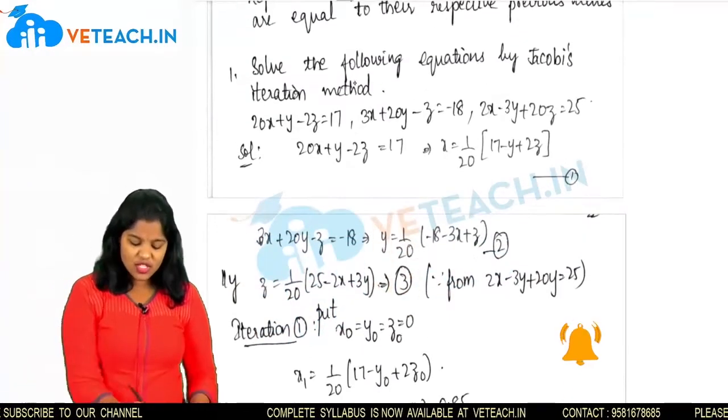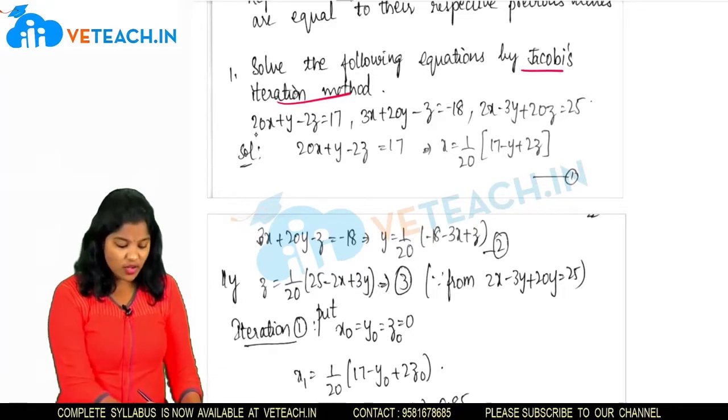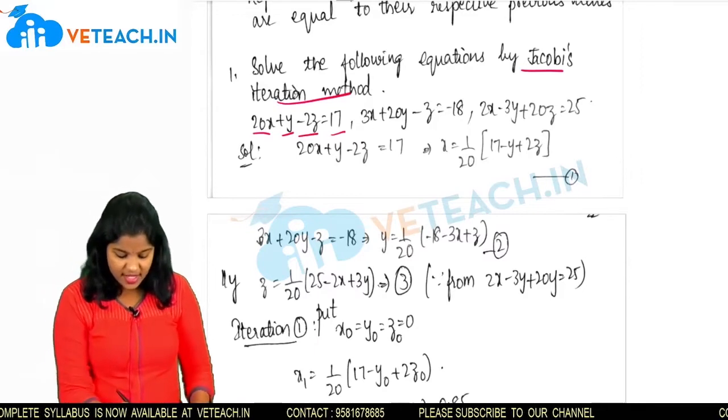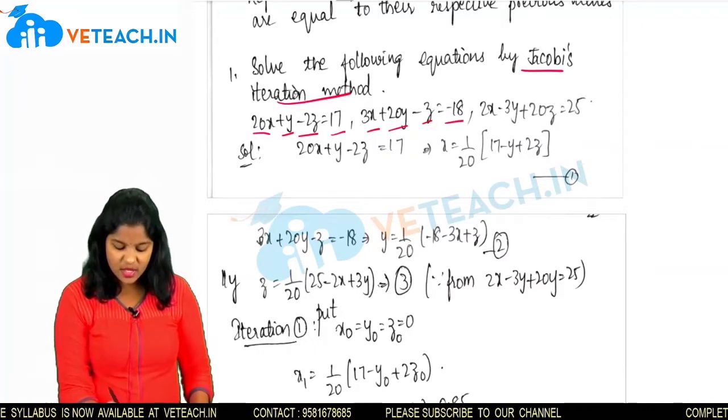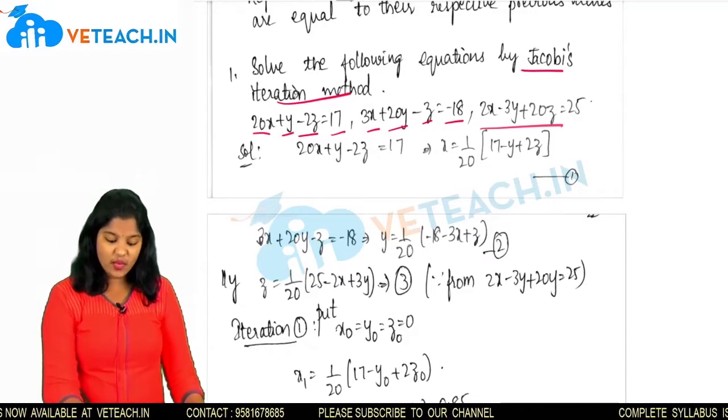Now see here, solve the following equations by using the Jacobi iteration method. Here they have given the question: 20x plus y minus 2z is equal to 17, 3x plus 20y minus z is equal to minus 18, 2x minus 3y plus 20z is equal to 25.